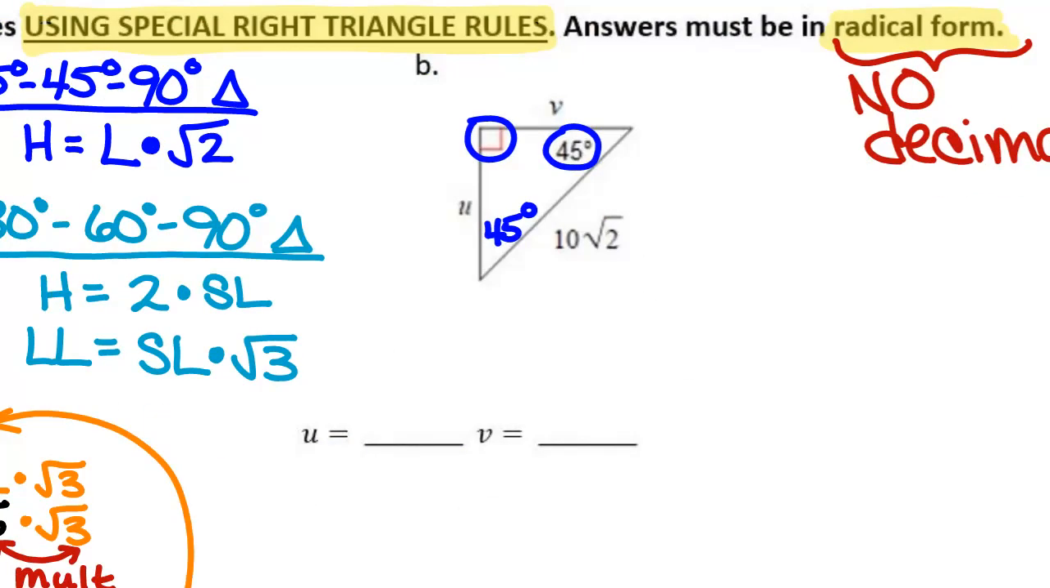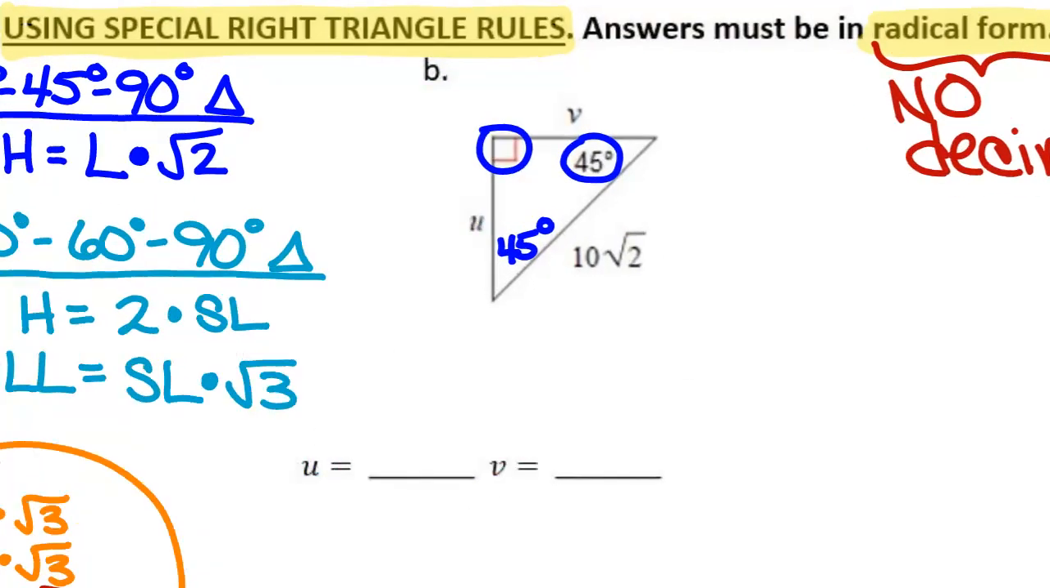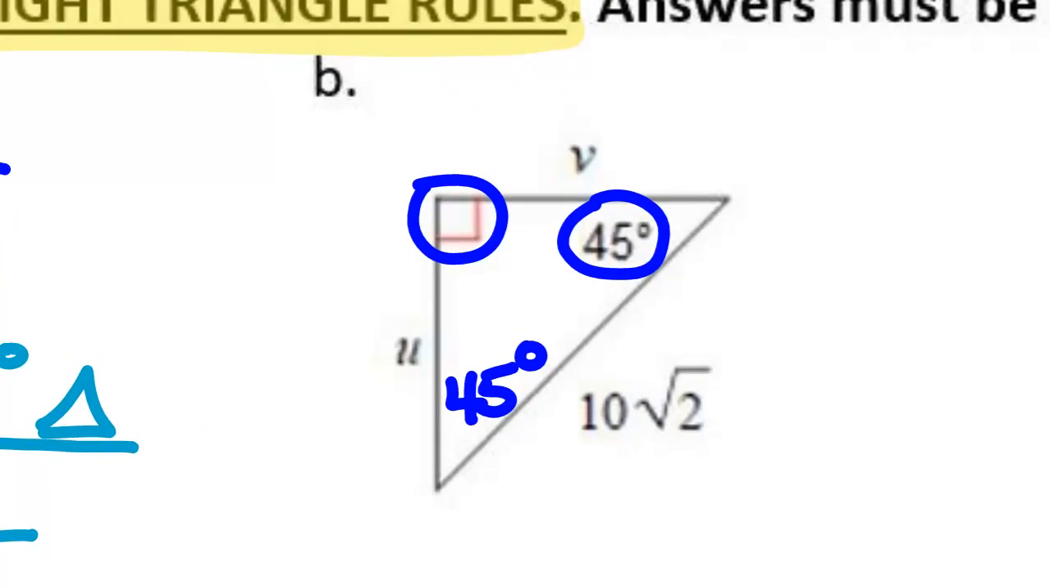45, 45, 90 has how many sides that are the same? 2. Which 2 sides are the ones that are the same? U and V. Remember, we don't have short legs and long legs on 45, 45, 90s. We just have legs and hypotenuse. If those are my 2 congruent sides, then this side is which one? That's my hypotenuse.